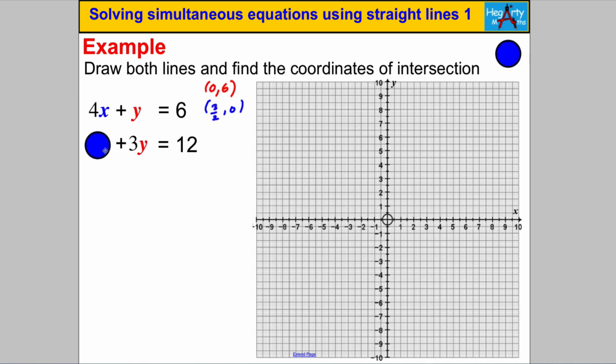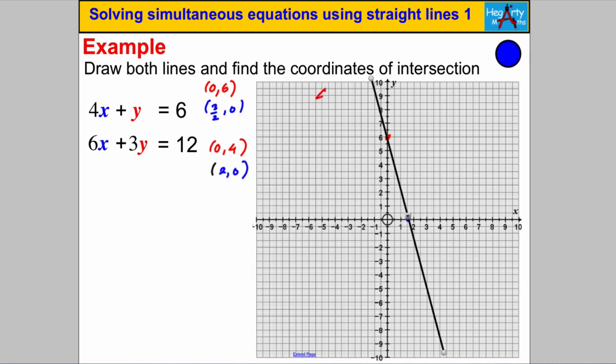Let's do the same here. When x is equal to 0, I will get myself 3y is 12, so y is 4. And here, when y is 0, we would get ourselves 6x being 12, so we would get ourselves 2, 0. So 0, 6 for the first one, and 3 over 2, 0. So 1.5 is there. Okay, and that's going to draw that one for me.